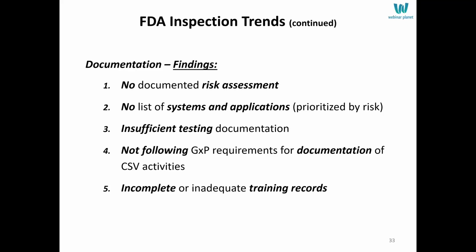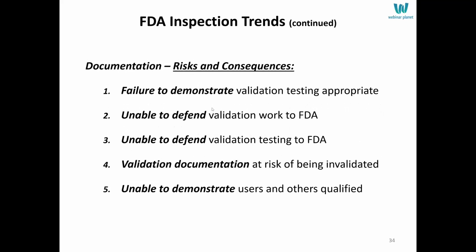Not having sufficient testing documentation, not following good documentation activities, not having complete or adequate training records. And what happens? You are not able to demonstrate validation testing was appropriate or be able to defend validation work or validation testing and results to FDA. Not having validation documentation that FDA will consider good documentation. It could be invalidated. And not able to demonstrate users and others are qualified to perform their role. Again, data could be invalidated.